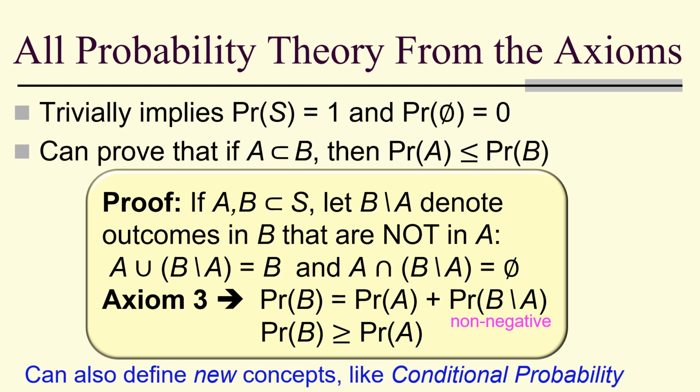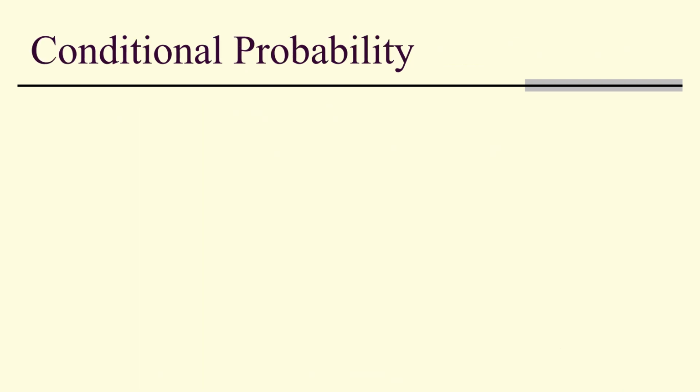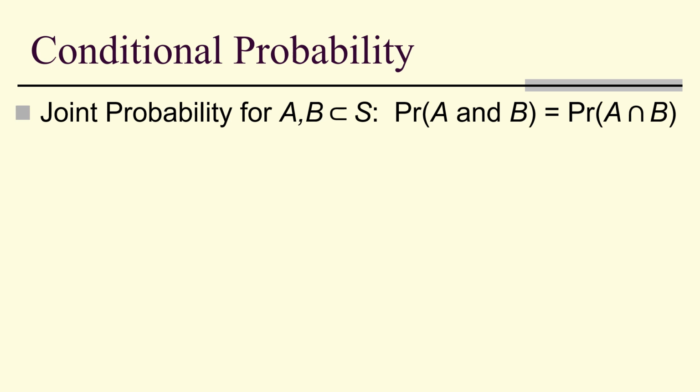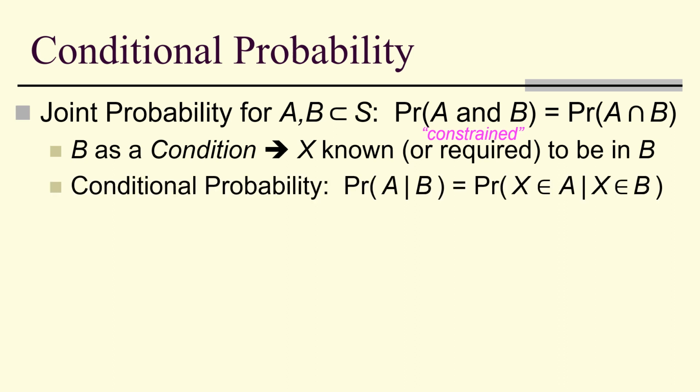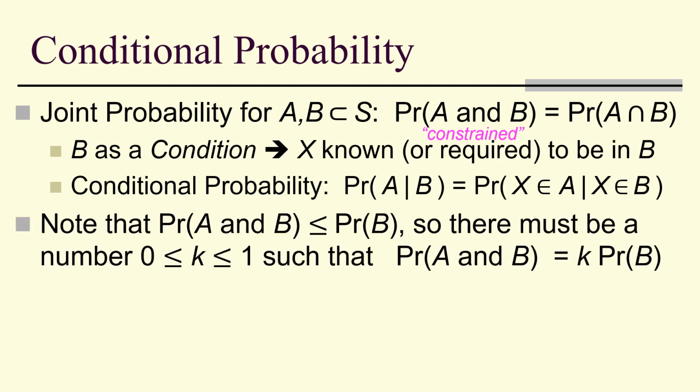We can also define new concepts like conditional probability. So let's first remind ourselves of joint probability. If we have X associated with the sample space S, then a set B is a condition if X is known or required or constrained to be in B. Conditional probability is the probability of A given the condition B. And we use a vertical bar to denote that and place the conditions after that vertical line.